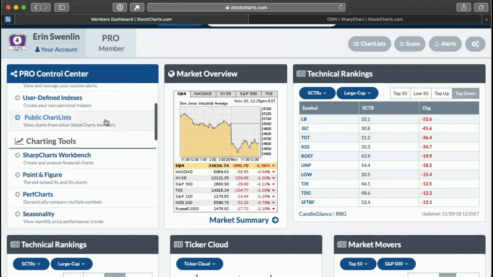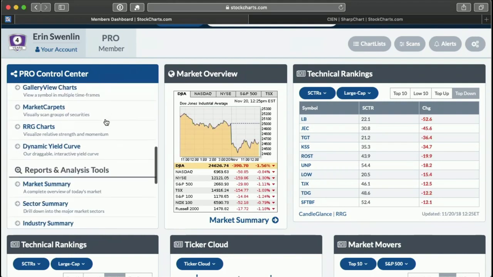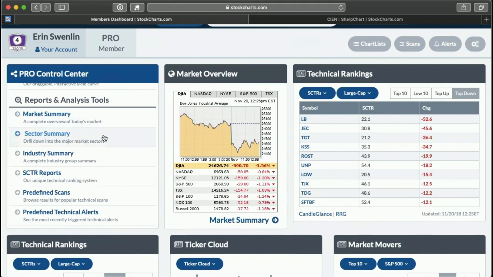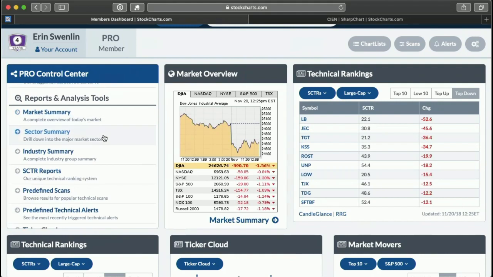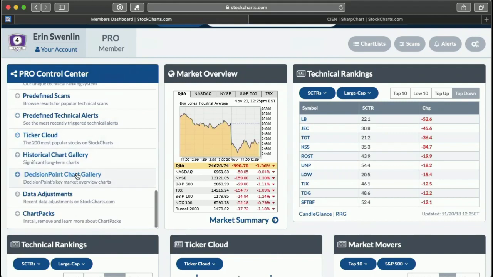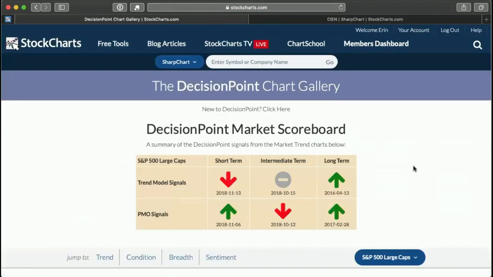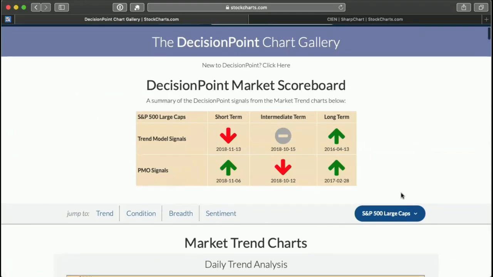Well, first of all, for free chart analysis, if you're not a member, you can do the index analysis for the S&P 500 using the Decision Point chart gallery. But if you happen to be a member, basic or above, you can use the drop down and also get the chart gallery for the Dow, the NASDAQ 100, and also the S&P 100. So I'll start here with the S&P 500.